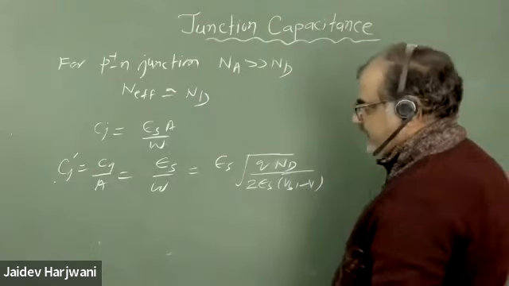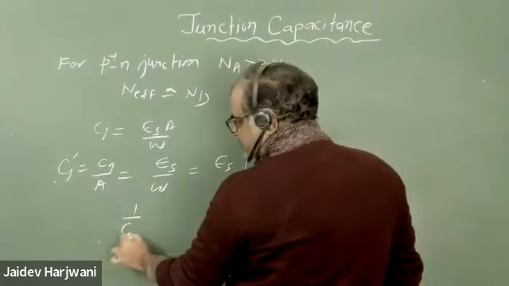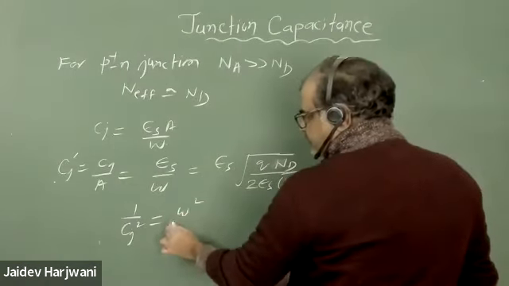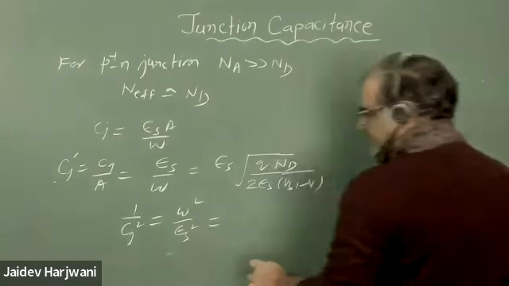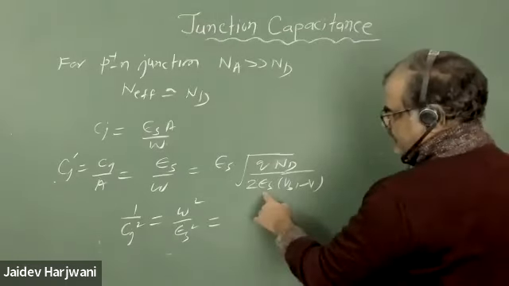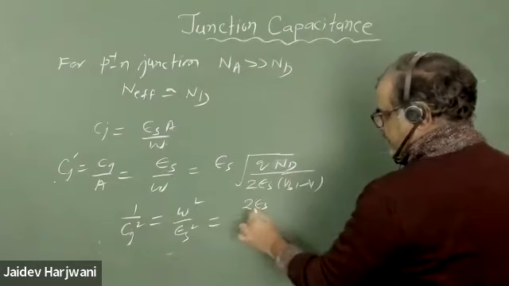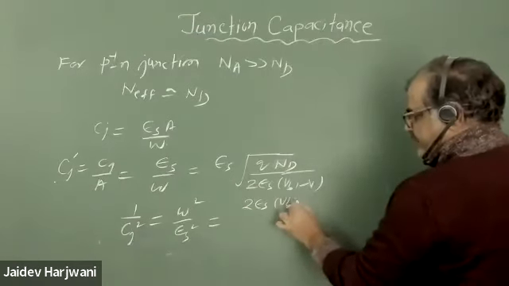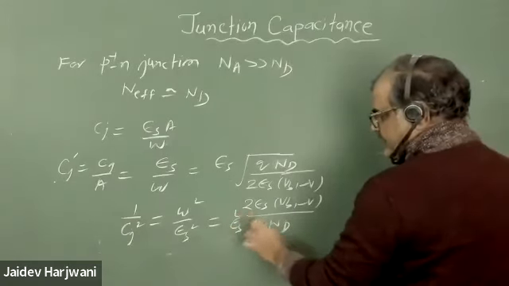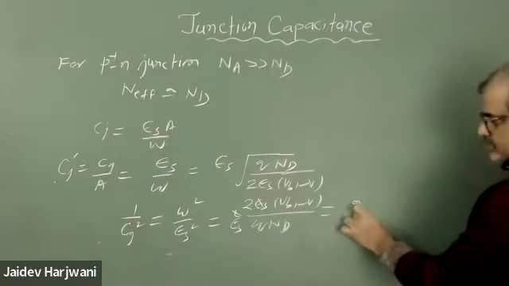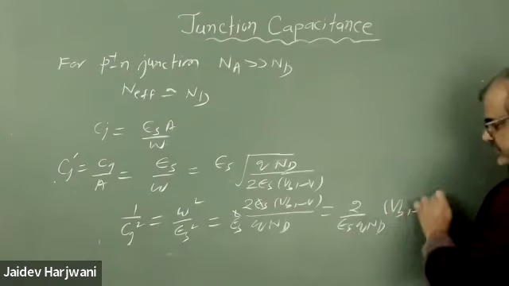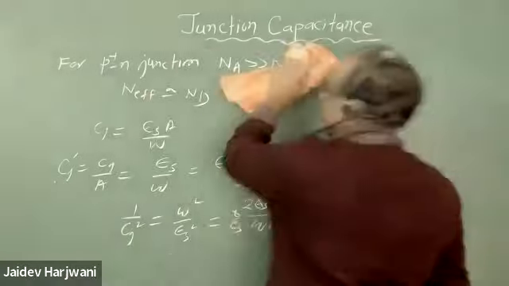Now if I take the reverse of this Cj and square it, 1 by Cj square will give me W square over Es square. If I put in the W value, I get 2 Es (VBI minus V) over Q ND, and Es square. So Es cancels, and I get 2 (VBI minus V) over Es Q ND, this type of relation.